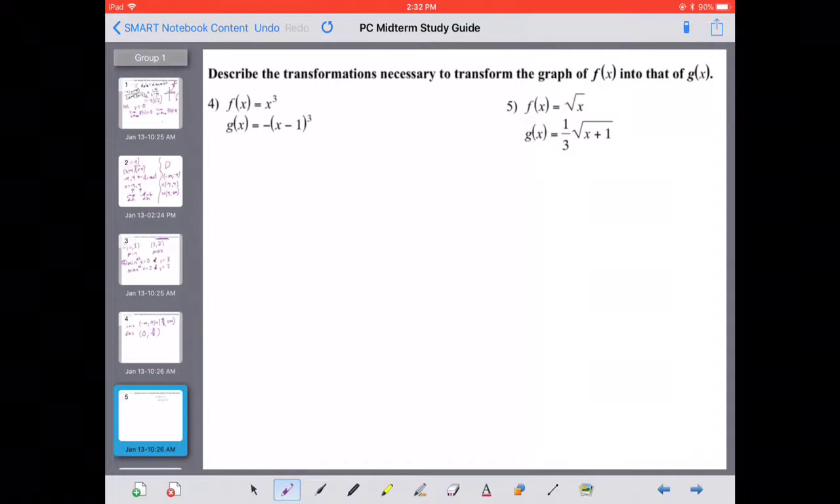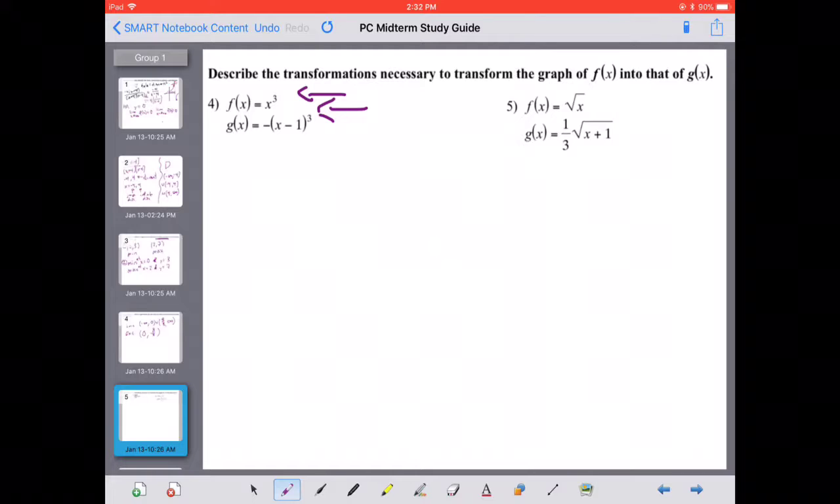Alright, we're going back to number 4 and 5, which are very similar to each other. We don't have to graph here at all. We're just going to look at our equation and figure out which transformations we're actually using here. So we're going to compare our f of x to our g of x and see what changed in our equation, and then try to remember how that changed our graph.